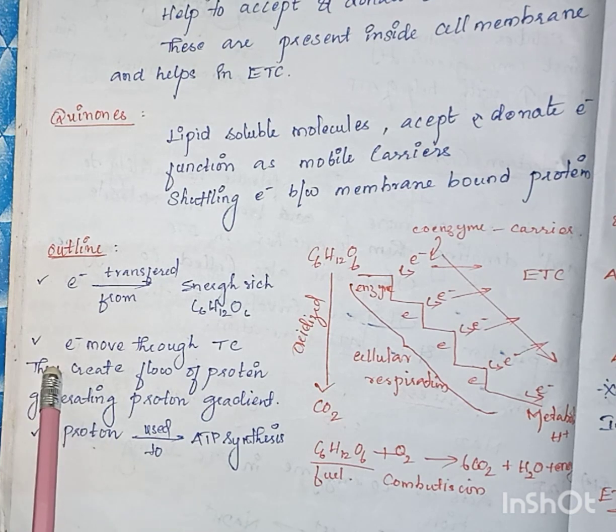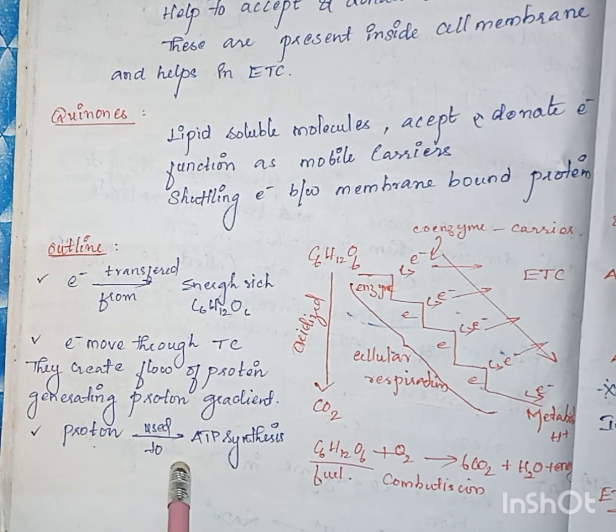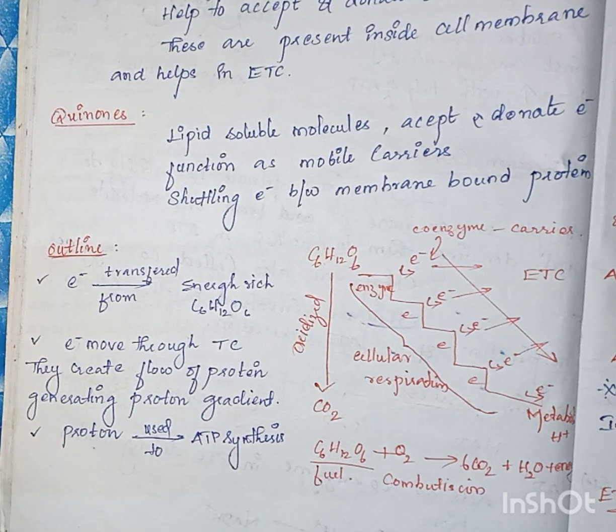Here electrons move through the transport chain. They create a flow of protons, generating the proton gradient, and the protons are used in ATP synthesis, as I said.